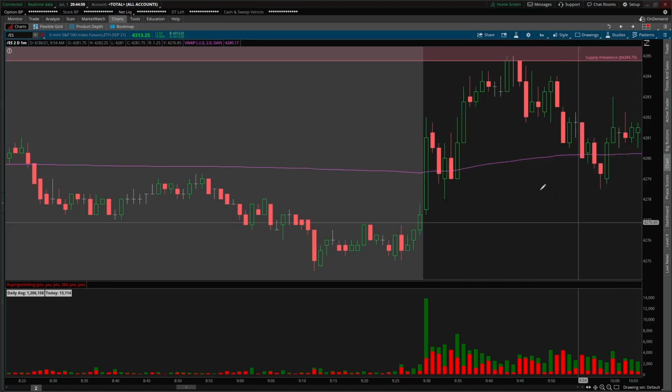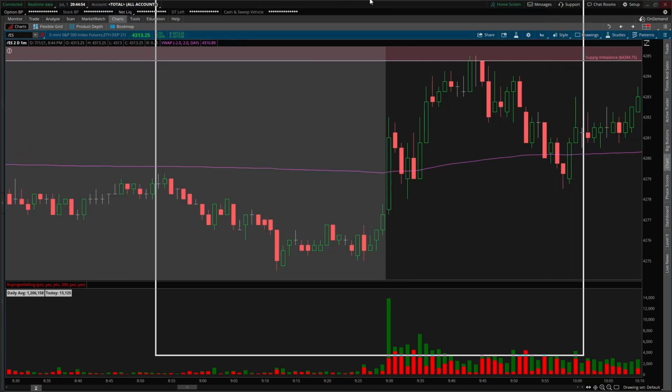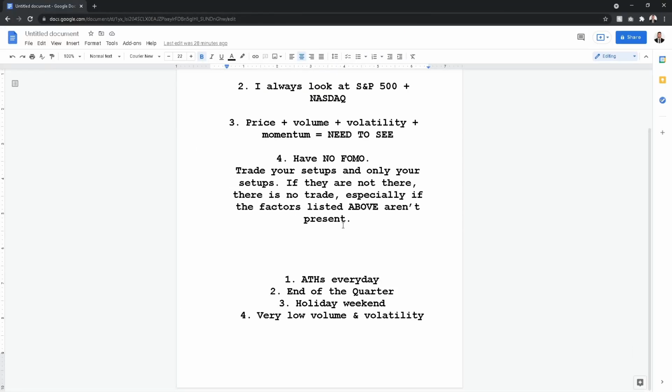However, I really don't see a valid area because the factors do not align. Now, going back to the bigger picture with the whole economy, the context other than technicals is we're breaking all-time highs every day. It's the end of the quarter. Wednesday was June 30th, end of the quarter. It's a holiday weekend. We have 4th of July coming up.